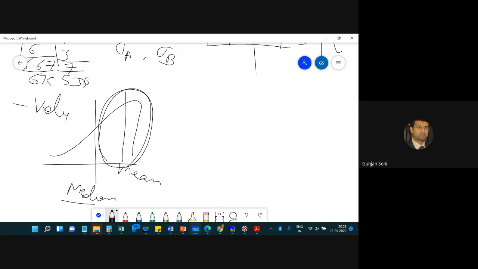Negatively skewed. Skewed means smaller or tail. So the tail is on the negative side. So the left side is considered to be negative and the right side to be the positive one.